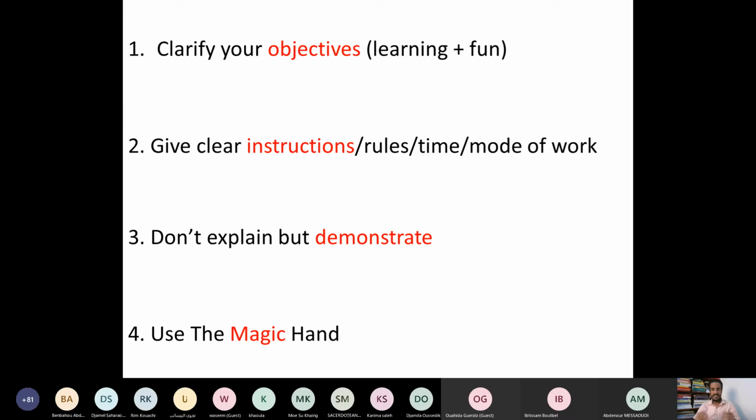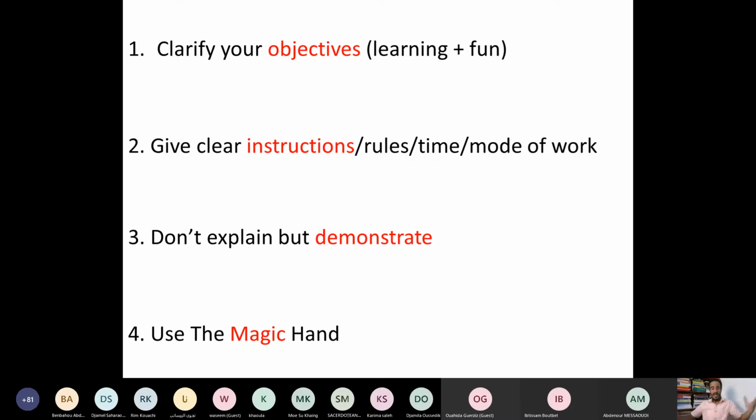How? For example, you can model it. You can invite students to model the game with the teacher, or you can invite two students in front of the board and they can model the game. Modeling is one of the most important techniques that will help your learners to understand the instructions.